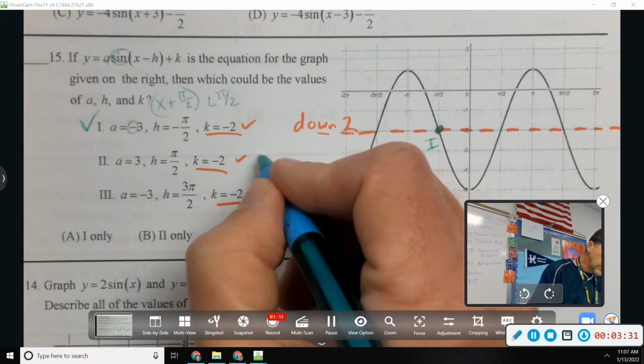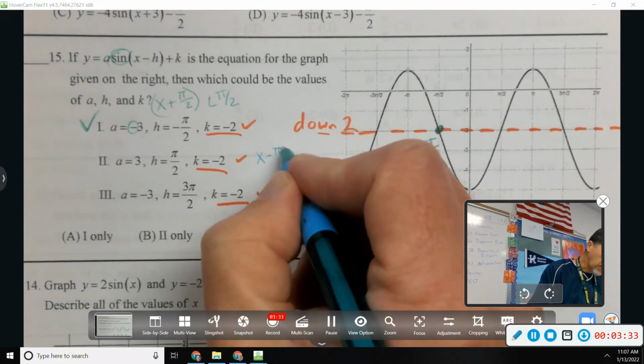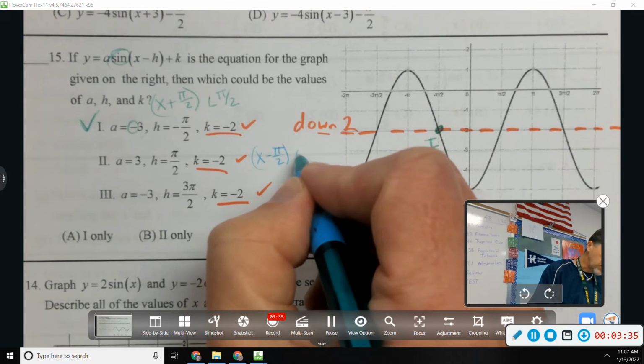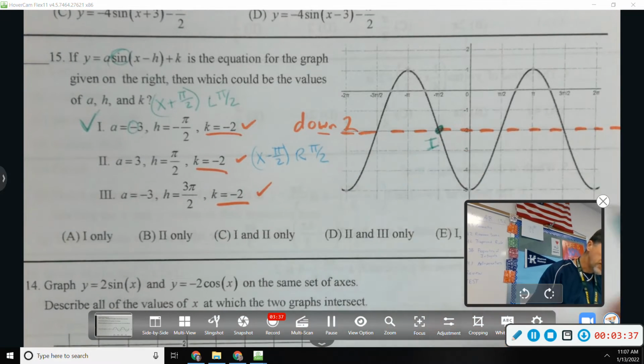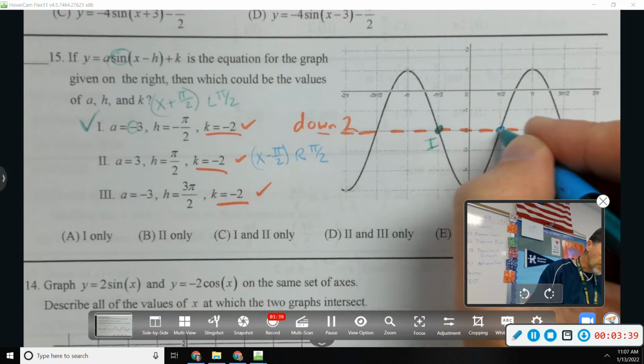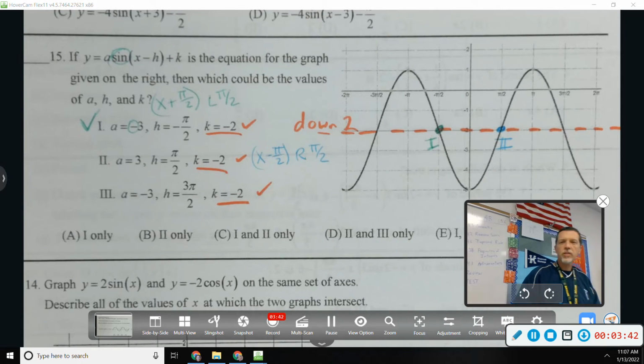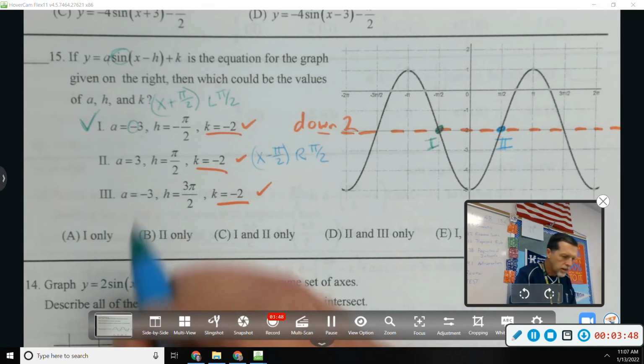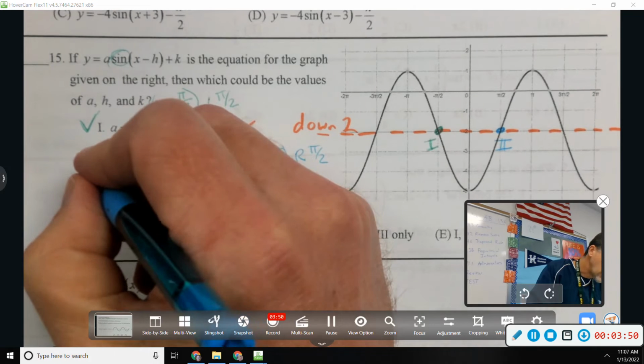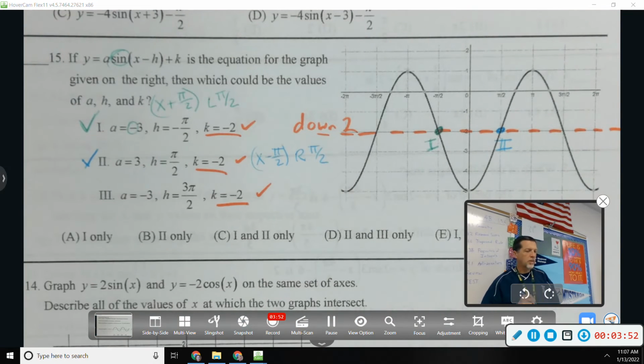Number 2, well, let's see. So x minus pi over 2, that means we would go right pi over 2 and start right here. So here's Roman numeral 2's sort of starting point. Does that look like a sine wave? Yeah, without a flip. Oh, so that works too. So 1 and 2 are both good.